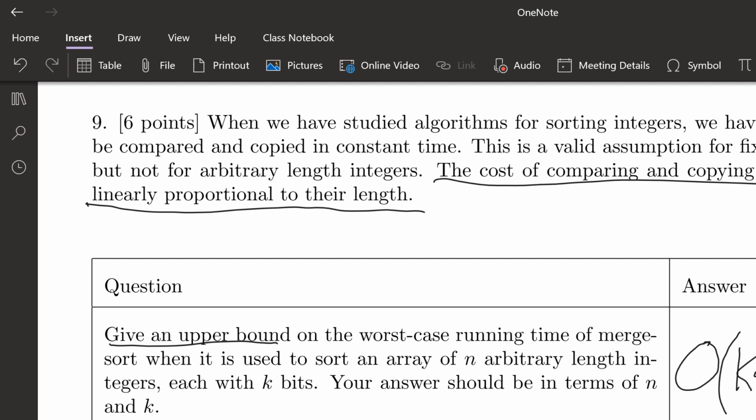Now, give an upper bound on the worst case running time of merge sort when it is used to sort an array of n arbitrary length integers whose values range between 0 and m. Your answer should be in terms of n and m. So m is some big number.